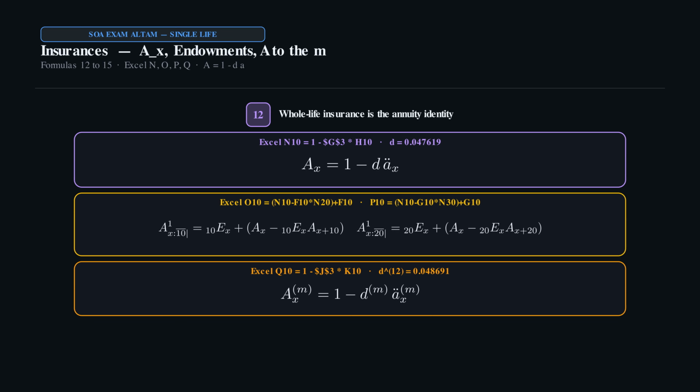Term insurance plus the matching pure endowment. Term insurance is whole life A minus 10E times A at x plus 10. Add 10E back and you have the endowment. At 20, the 10-year endowment is 0.61433 and the 20-year endowment is 0.37829. Formula 15 is the monthly twin. A to the M equals 1 minus d to the M times monthly a, which is 0.05033 at 20.